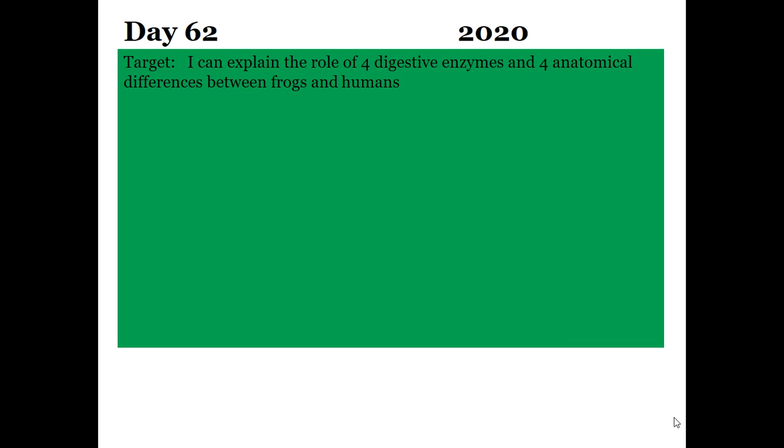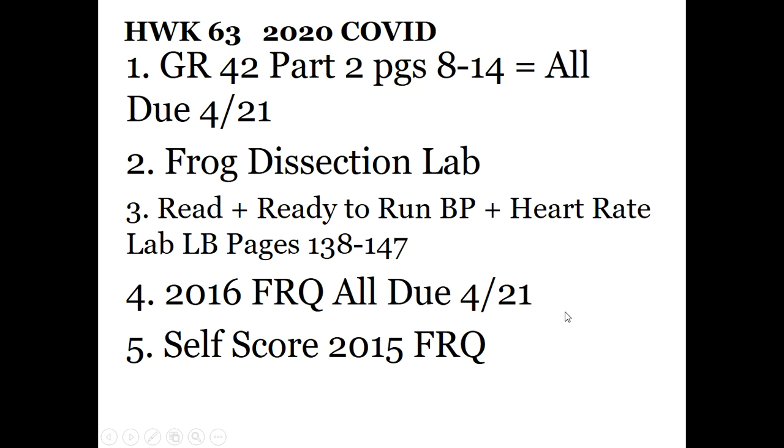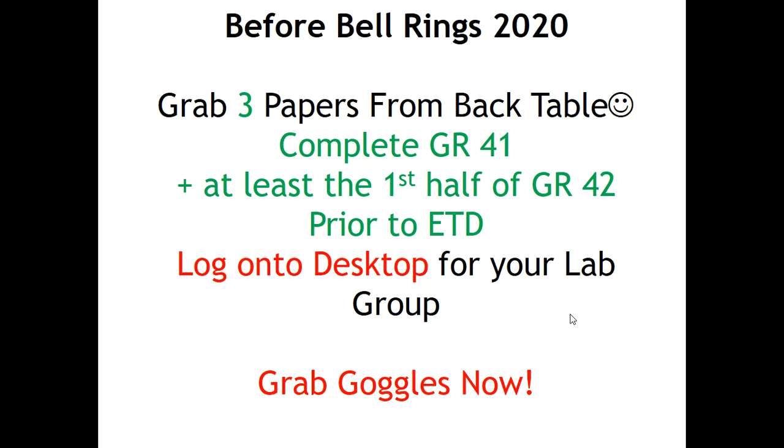If we look at this, our target mainly is going after digestive enzymes, making sure we know what they do for us, what the subunits are that they break things down into, and then the four major anatomical differences between frogs and humans, because normally you'd be cutting up a poor little Kermit this day, but we don't get to do that. Boo-hoo. Now, other things that we should notice, of course, you would have picked up GR 42 last class. You should have done at least half of it before this. And you're going to need GR number 41, which would be the focus of the first half of this. And then we go after the cardiovascular, the second part of it.